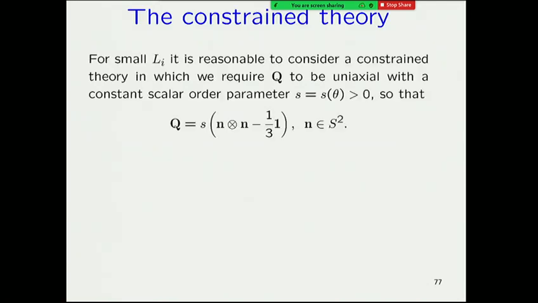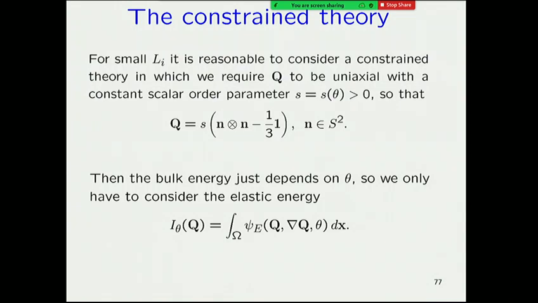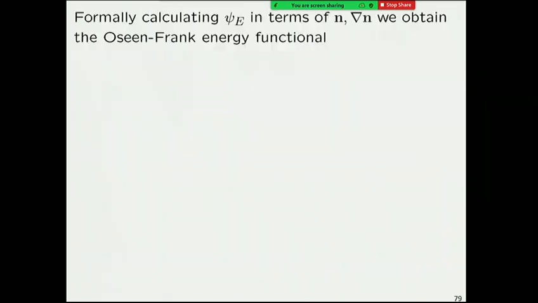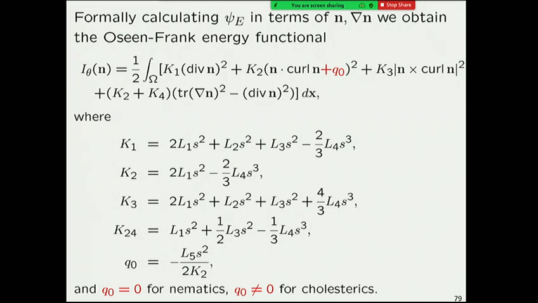And then we talked about the constraint theory, which in fact we talked about in the first lecture, but we didn't approach it this way. So for small elastic constants, it's reasonable to require Q to be uniaxial with a constant scalar order parameter, and then you just have to minimize the elastic energy subject to this constraint. And when you do that, you just shove the uniaxial form into the elastic energy, and you get the Oseen-Frank energy that we discussed in the first lectures.